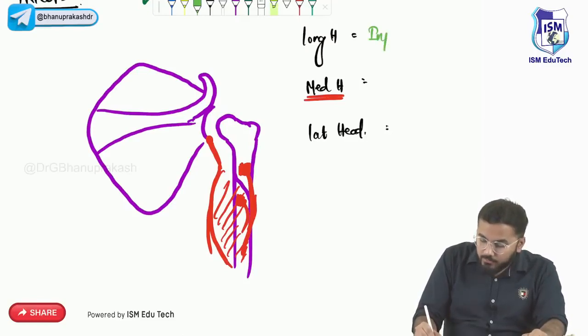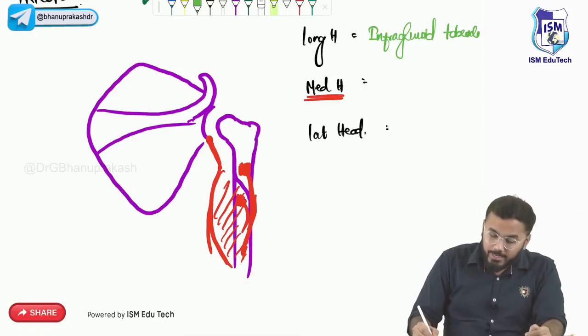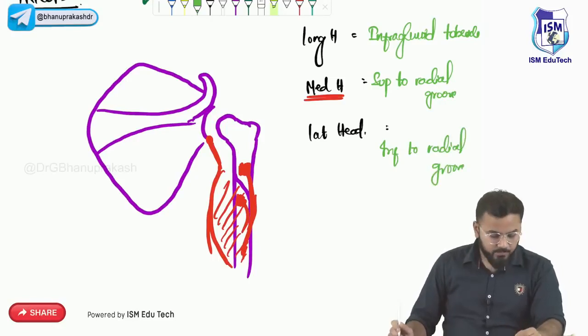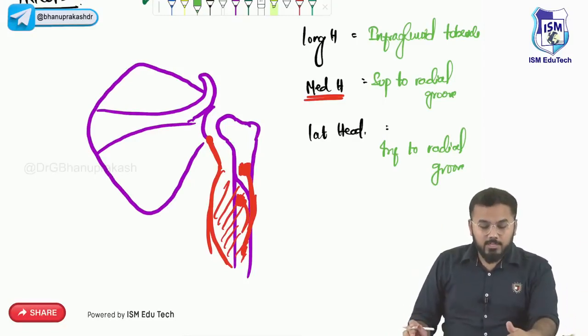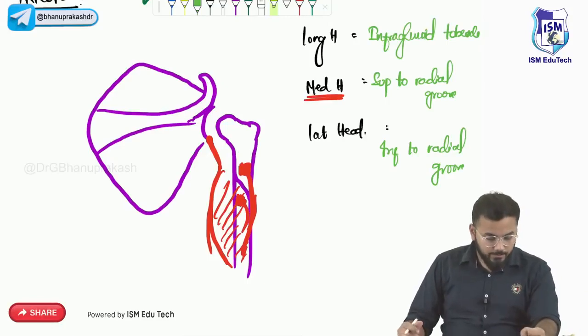Long head starts from infraglenoid tubercle. Sir, why not supraglenoid? Because supraglenoid is biceps. Medial head is superior to radial groove. Lateral head is inferior to radial groove. Everyone clear, guys? We are done discussing the muscles of the arm now. Everyone is clear with this?